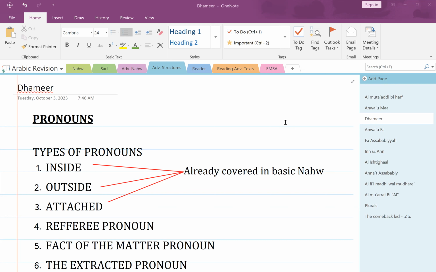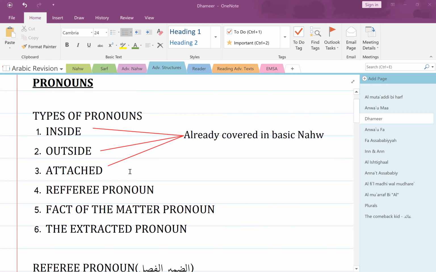So basically, there are about 6 types of pronouns, different kinds of pronouns. We have the inside pronoun, the outside pronoun, attached pronoun, referee pronoun, fact of the matter pronoun, the extracted pronoun. These are all my terms, okay? So don't be like, well, these are not official names. These are just how I'd like to call them. And we'll go into details as to what they are, okay?